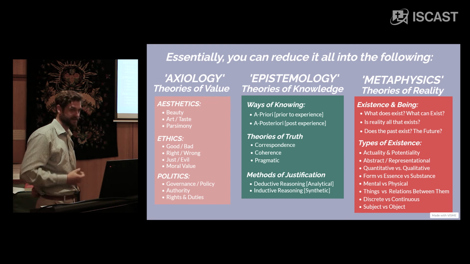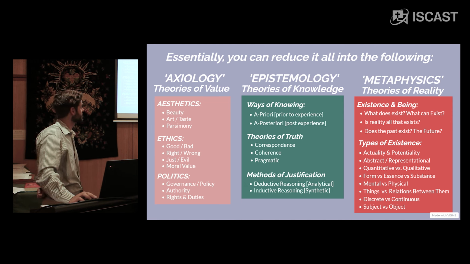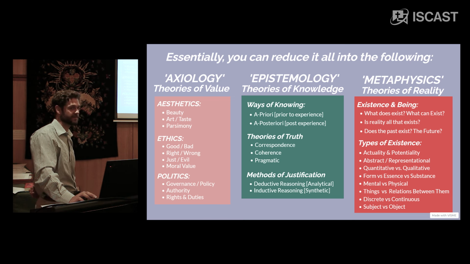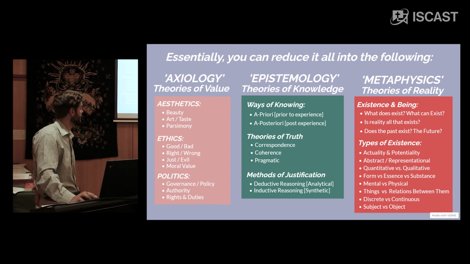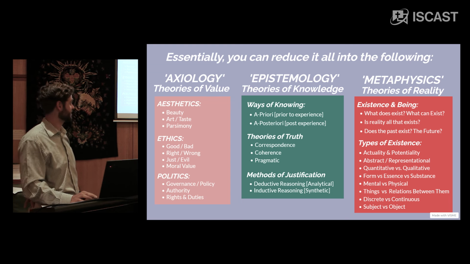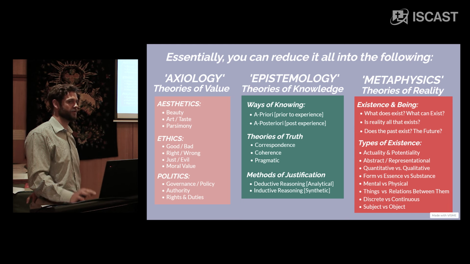Somebody could have made this shirt with red stripes instead of blue, but that's contingent, I guess, versus necessary. Is reality all that exists? It seems like a valid sentence, but how do you check? Does the past exist, or the future? So very deep what-is questions there. But a more practical side of metaphysics would be the types of existence. So actually exists, potentially exists, abstract, representational, so maths, language, moving up the layers here.